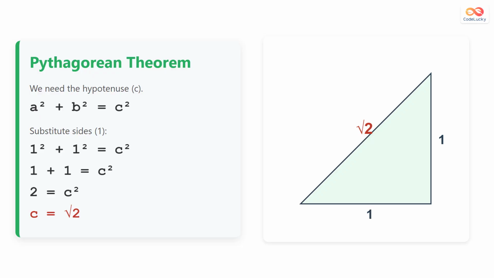Now we need to find the length of the long side, the hypotenuse. We use the Pythagorean theorem. a squared plus b squared equals c squared. Substituting our side lengths of 1, we get 1 squared plus 1 squared. 1 plus 1 is 2. Therefore, c squared is 2, and the hypotenuse is the square root of 2.